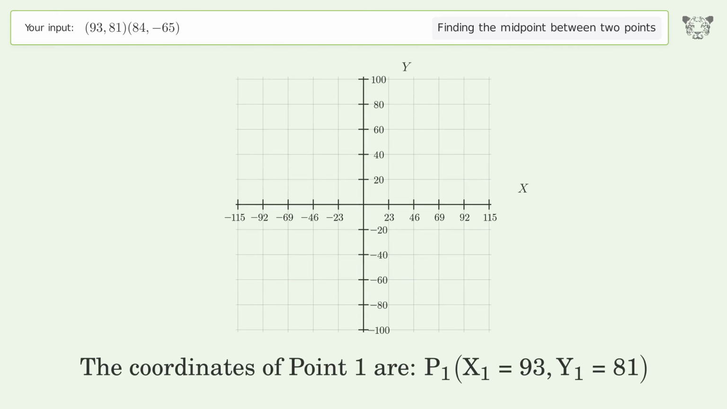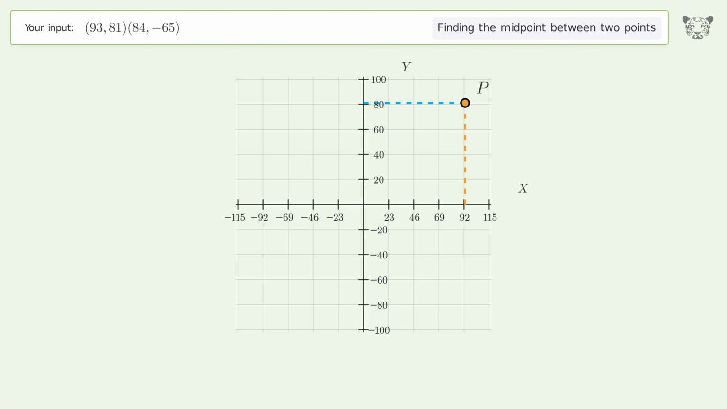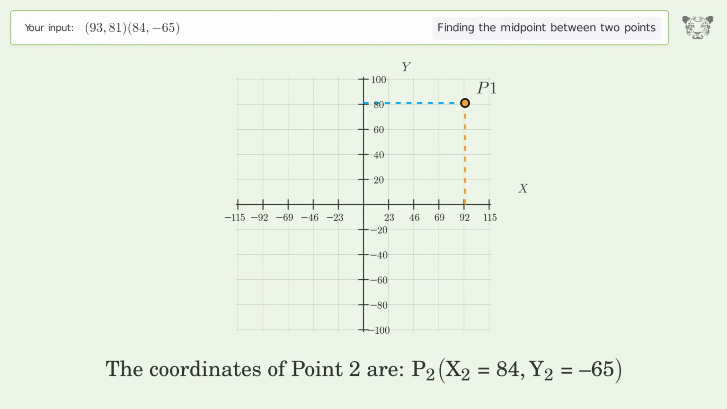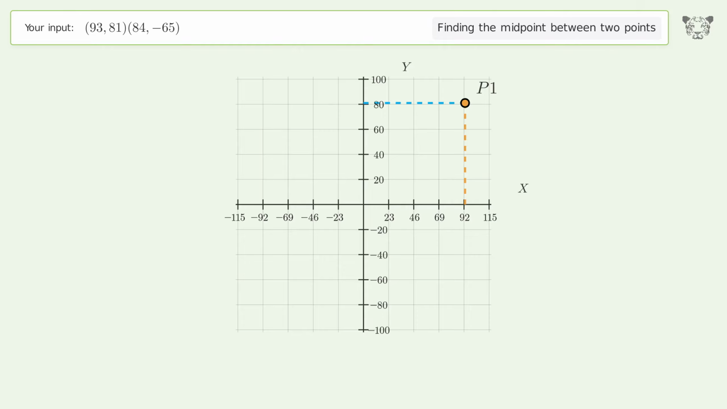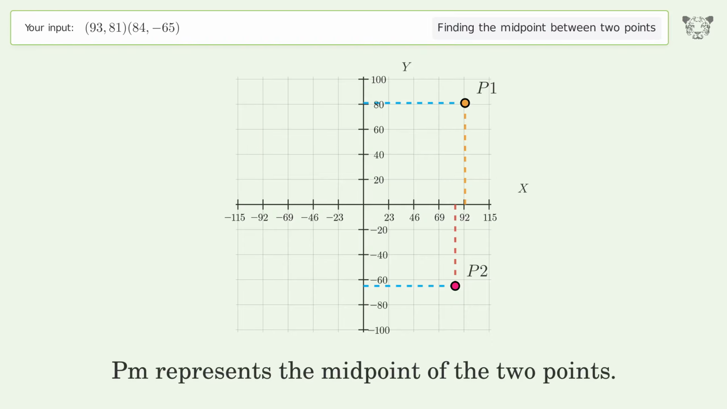The coordinates of point 1 are x1 equals 93, y1 equals 81. The coordinates of point 2 are x2 equals 84, y2 equals -65. PM represents the midpoint of the 2 points.